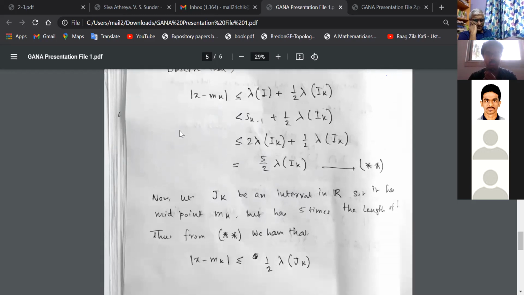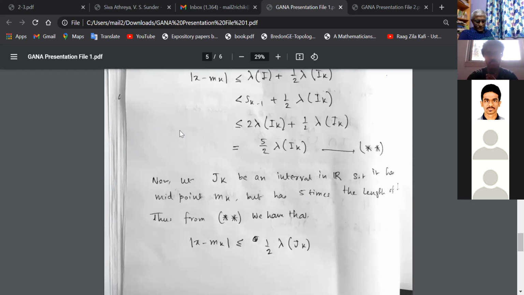And then s_{k-1}. Why is it less than s_{k-1}? Because λ(I) belongs to the set we have considered before, and we have considered S_n before. So from there we have s_{k-1}, sorry, because we have considered here I_k. So s_{n+1} is greater than half of S_n. That's why this is coming, because in the next step we will have this: 2λ(I_k) plus half λ(I_k), which equals 5/2 λ(I_k). Let us call this relation double star.